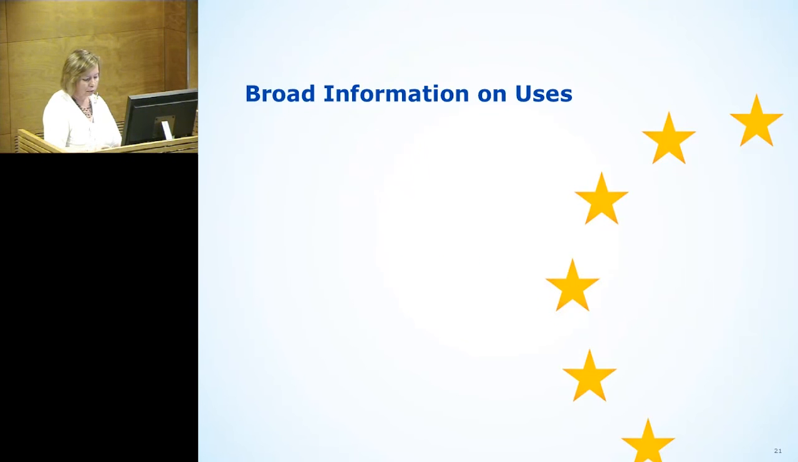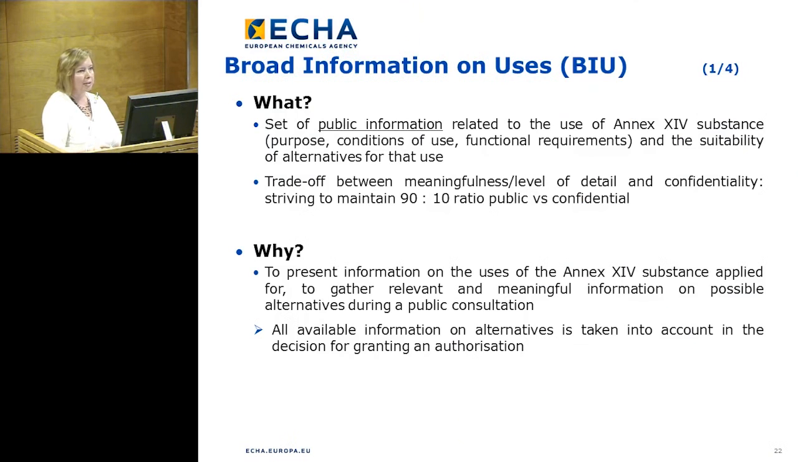Broad information on uses presents a description of use that has been developed for the public consultation, basically. So it is a set of public information related to the use of an Annex 14 substance, its purpose, the conditions of use and functional requirements, and the suitability of alternatives. Here we have a bit of a trade-off between the meaningfulness and level of detail, and confidentiality. So far we have been able to achieve a ratio of 90-10 for public versus confidential. The more public information and the less confidential, the better.